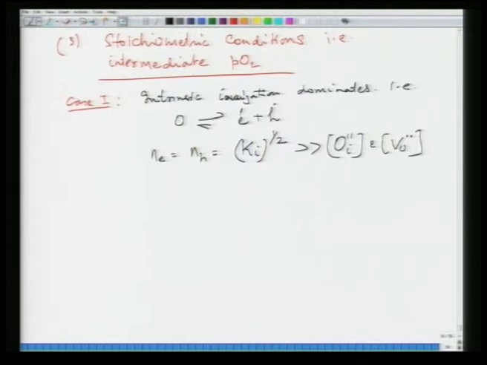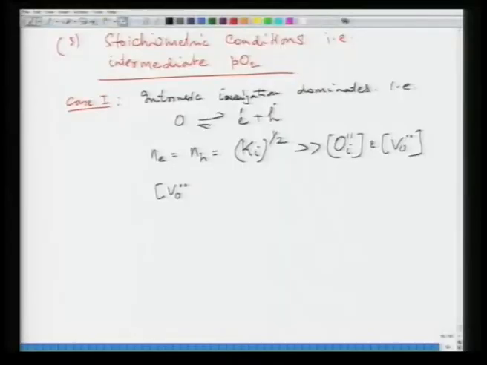So, in this case now the concentration of OI and VO are given by, now what are the instances where NH, Ne, OI and VO are related? They are related only in the relations when oxygen vacancy is formed or the oxygen interstitial is formed. So, for VO concentration, VO will be equal to KVO divided by Ki.